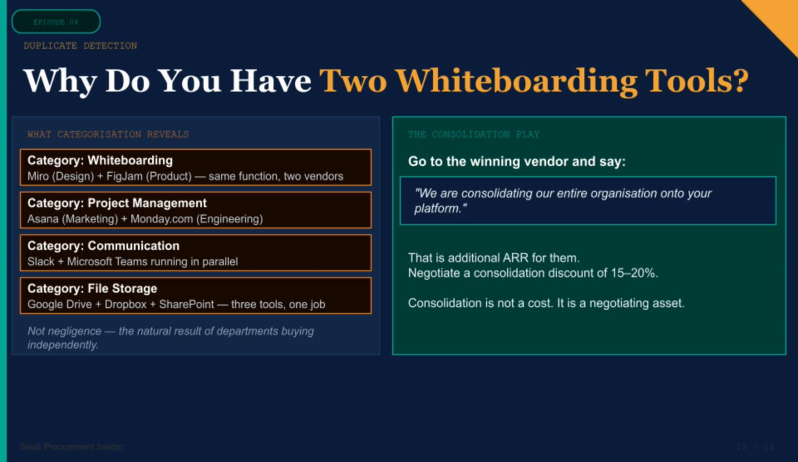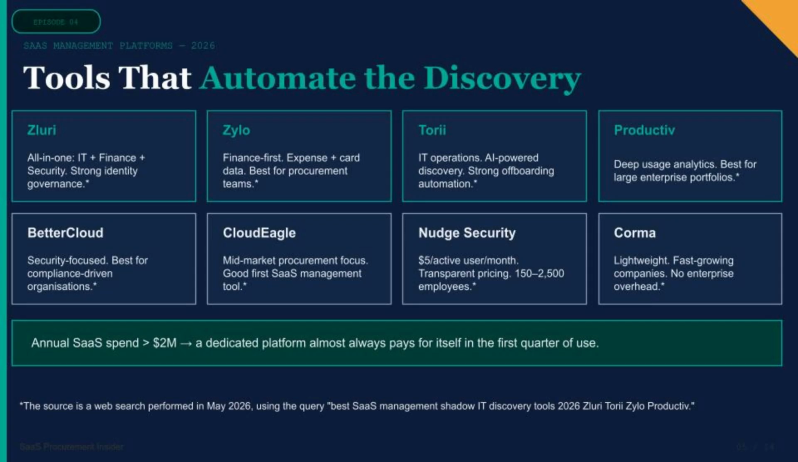For larger organizations, or those with significant SaaS spend, there is a category of dedicated tools built specifically for this. The leading SaaS management platforms in 2026 are Zluri, Xylo, Tori, Productive, Better Cloud, Cloud Eagle, Nudge Security, and Korma. Each has a different focus.